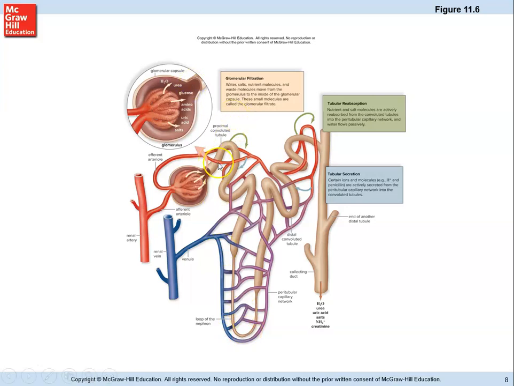So the proximal tube removed a number of things. Descending loop takes only water.